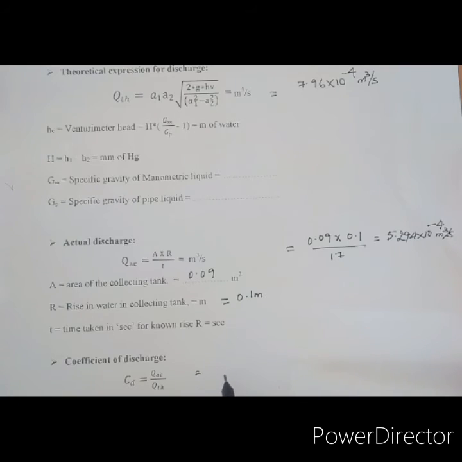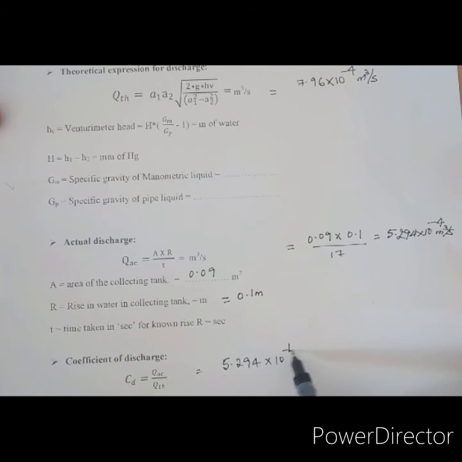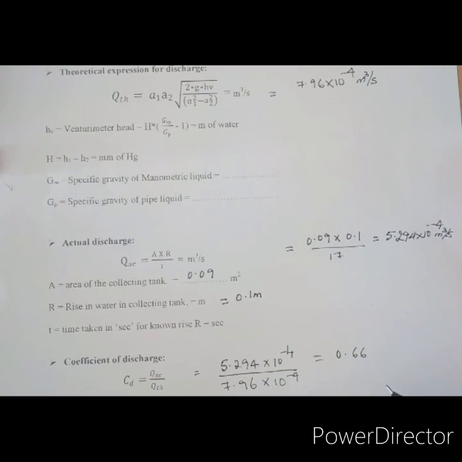The coefficient of discharge through the orifice meter is given by the formula CD is equal to Q actual by Q theoretical. For the full discharge condition, the actual discharge is 5.294 into 10 power minus 4 meter cube per second, and the theoretical discharge we obtained is 7.96 into 10 power minus 4 meter cube per second. If we substitute these values, the coefficient of discharge will be 0.66. Conduct different trials with respect to varying discharge sections and obtain the average CD value.